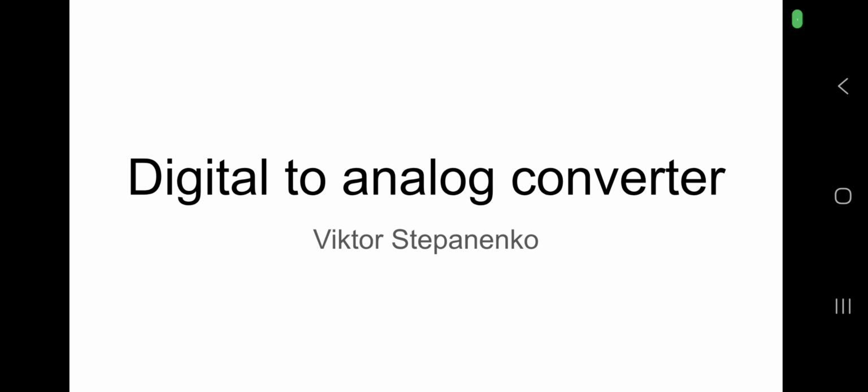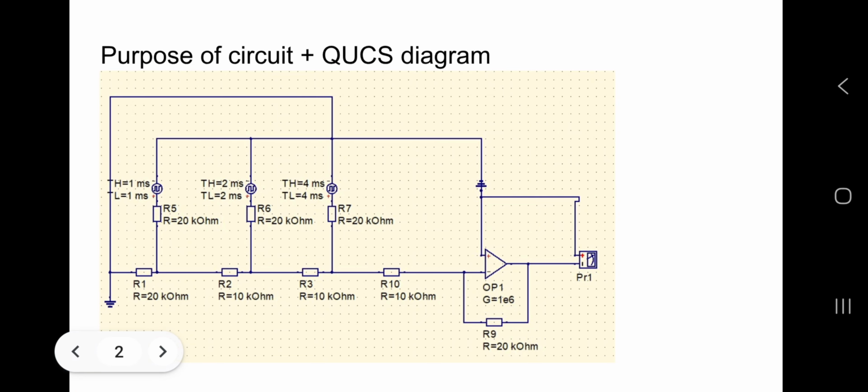Stepanenko, and this is my submission for Lab 4 of Embedded Electronics, where I built a digital to analog converter. The purpose of a digital to analog converter is to be able to add combinations of digital discrete signals to create a smooth analog continuous curve.